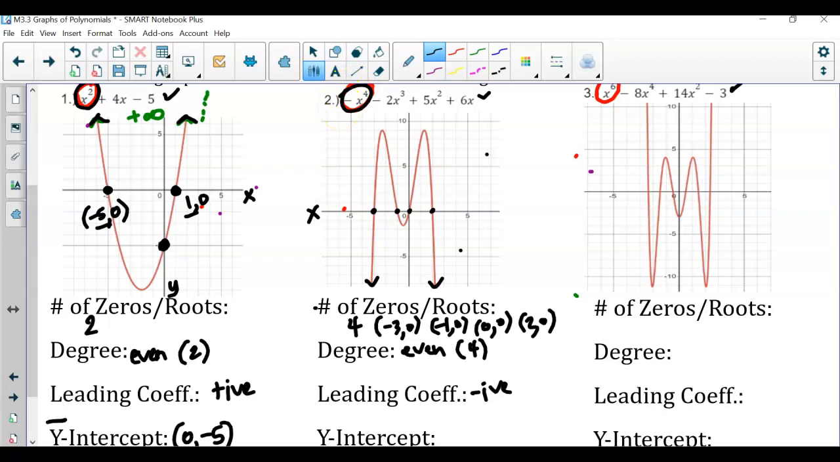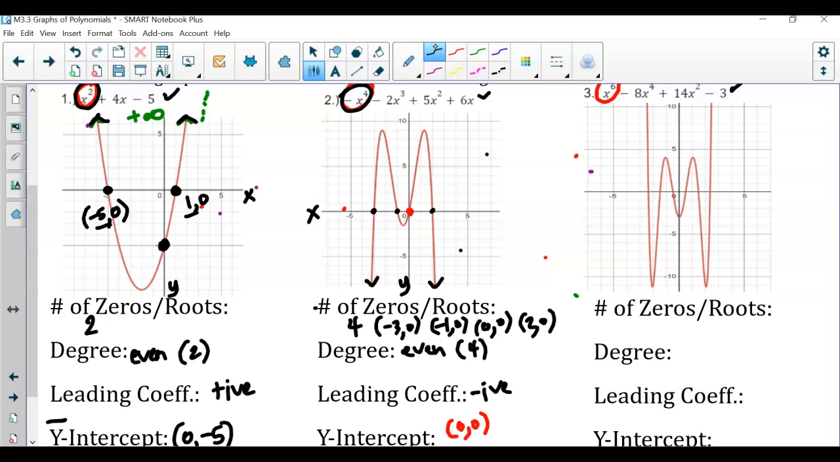Then the y-intercept is where our graph is crossing the y-axis. Well, where is it crossing? Right here at the origin, (0, 0). Question number 3. Looking at these here, actually go ahead and pause the video. Try and do these parts and let's see what you get.